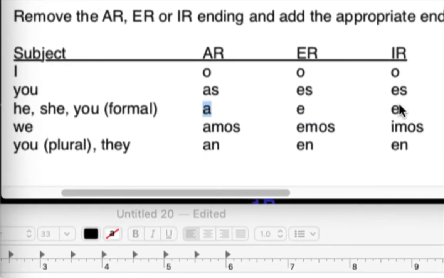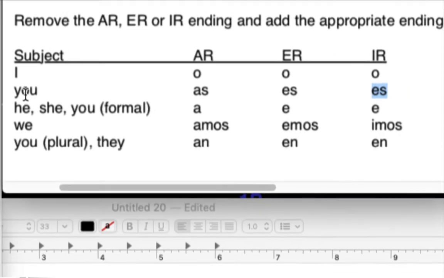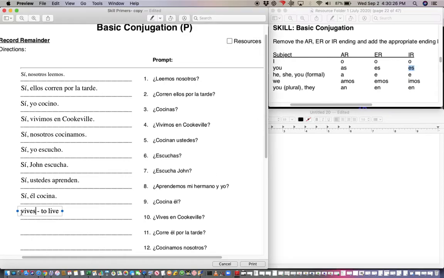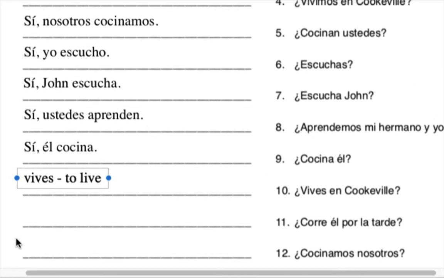This was an IR verb. There's your ES right there. So vivas would be "you live" in a statement. Do you live in a question? So this one is asking, do you live in Cookeville? I'm going to say yes, I live in Cookeville.